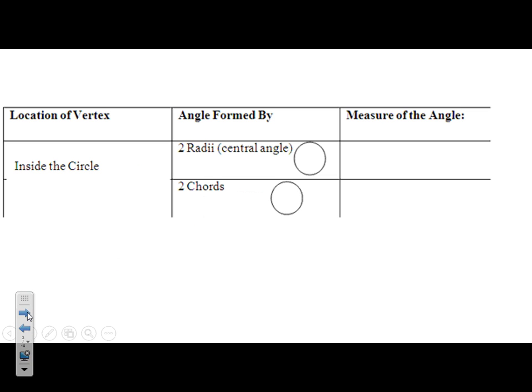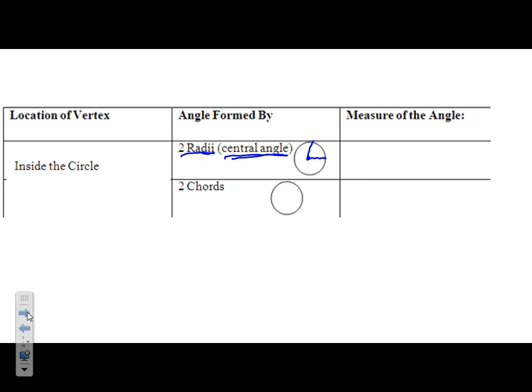So let's go ahead and organize that in this chart. When the vertex, or the pointy part of the angle, is located in the center of the circle, it can be made by two radii, as you see here. This is called the central angle. So I'm just going to draw a little mini picture here. The angle will be located in the center like this. That's where the vertex is.